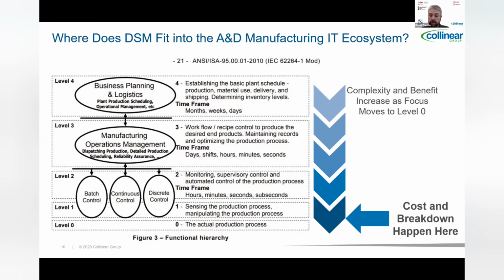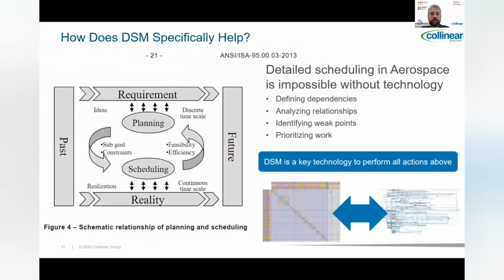And right now, in some cases, you have very rudimentary approaches to orchestrating production, and you have some that are more advanced. What we're doing is we're taking DSM and injecting it into the planning and scheduling. We've heard some about project and process networks during this conference, but what we're doing is we're using DSM to help define dependencies, analyze relationships, identify those weak points, and prioritize the work. DSM is a key technology to perform all of the actions above.